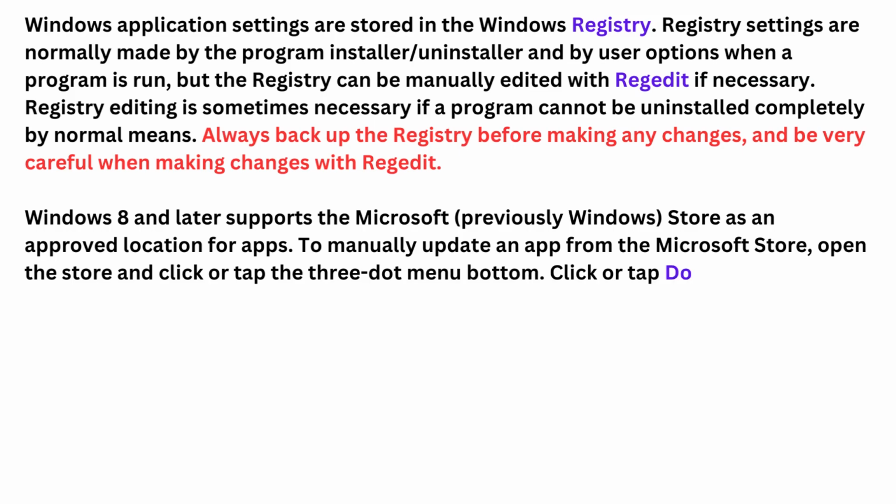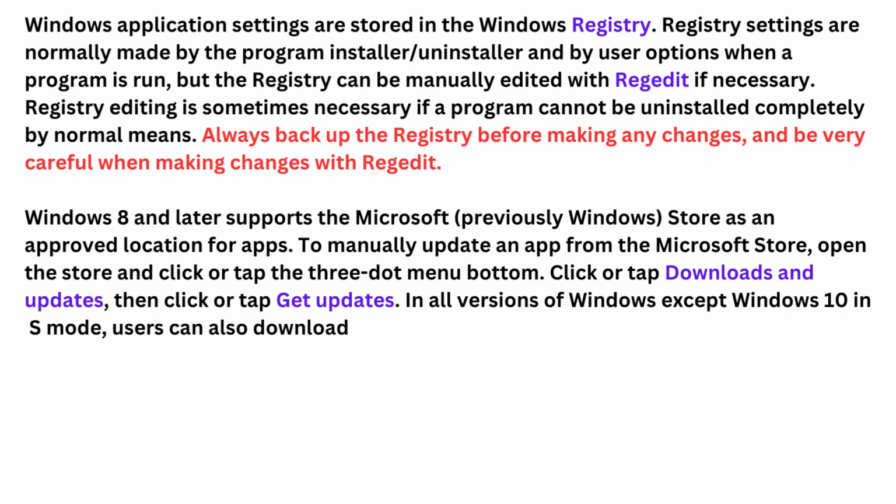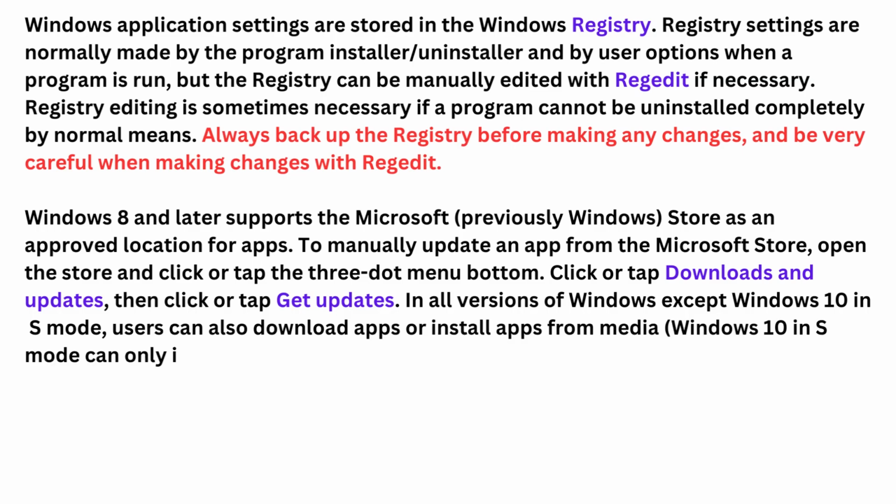Click or tap Downloads and Updates, then click or tap Get Updates. In all versions of Windows except Windows 10 in S mode, users can also download or install apps from media. Windows 10 in S mode can only install apps from the Microsoft Store.